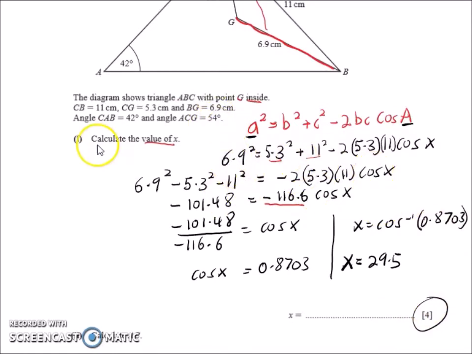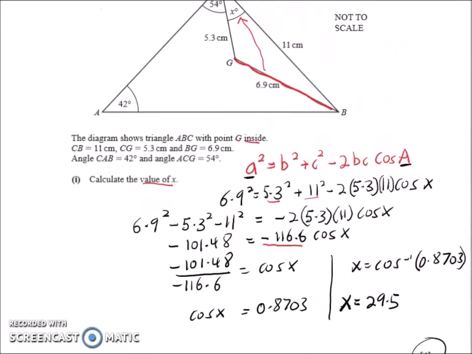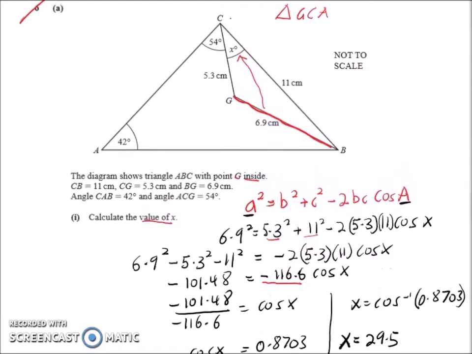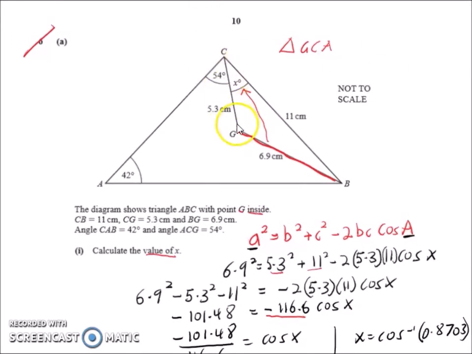I hope you can understand this first one, and we are going to the second one, and they ask us to calculate the length of AC. We look back at the diagram here. The diagram shows they want this AC. So the X given here is 29.5, and we will have this angle here. So we just have to consider the big triangle, the ABC.